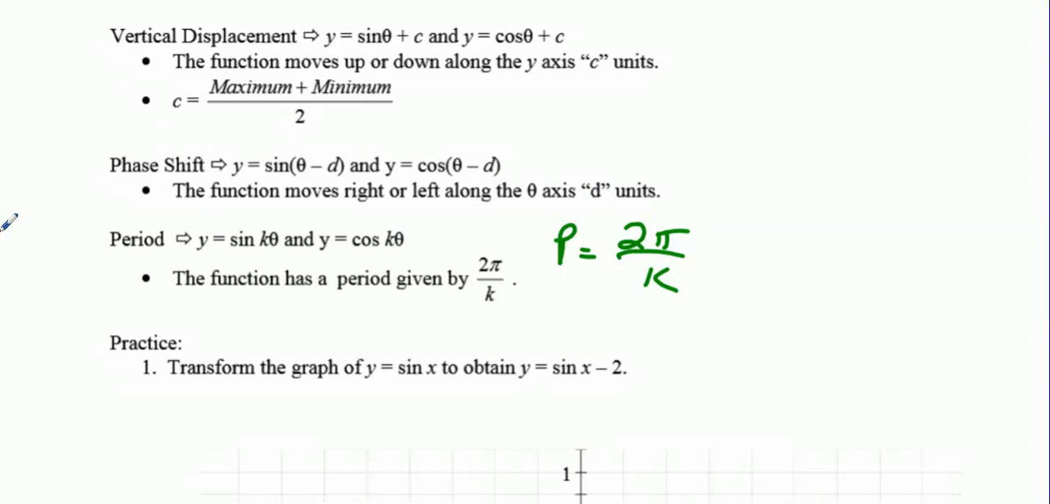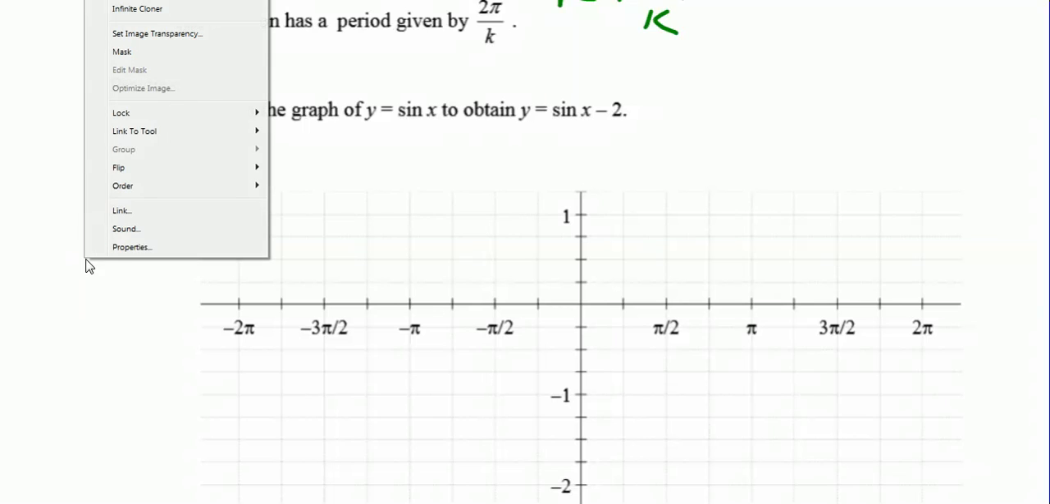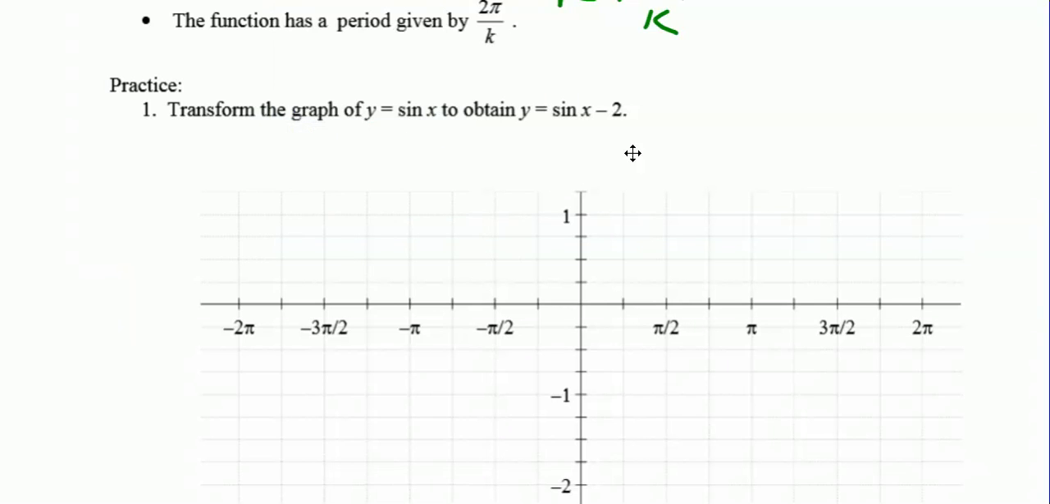All right. Transform the graph of y equals sine x to obtain y equals sine x minus 2. Now, I just want to say very quickly that if there are no brackets, you do not assume there will be brackets, right? This means sine of x, minus 2. This is a vertical displacement down. So all we're doing really is just subtracting 2 from our y's.